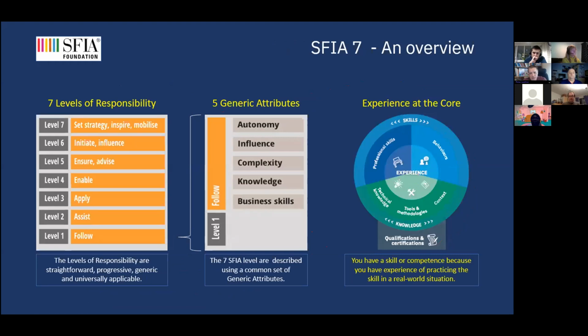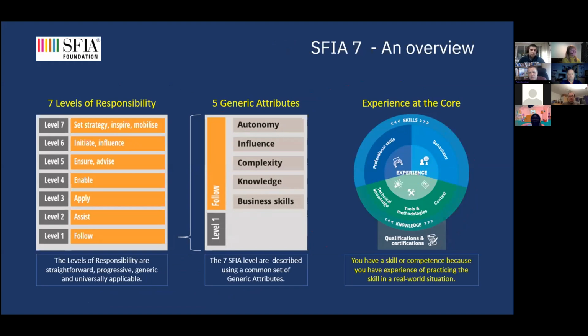So Sophia has 7 levels of responsibility described, and that goes from the very entry level, level 1, all the way to the highest level of an organisation where we've got level 7. Each of those levels has a brief title label, which are these ones here: follow, assist, apply, enable, ensure and advise, initiate, influence, and set strategy.